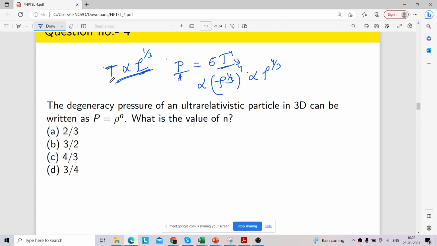This you can check from the class. I don't remember properly right now. So the answer is 4/3 now. The n value is 4/3. Right.